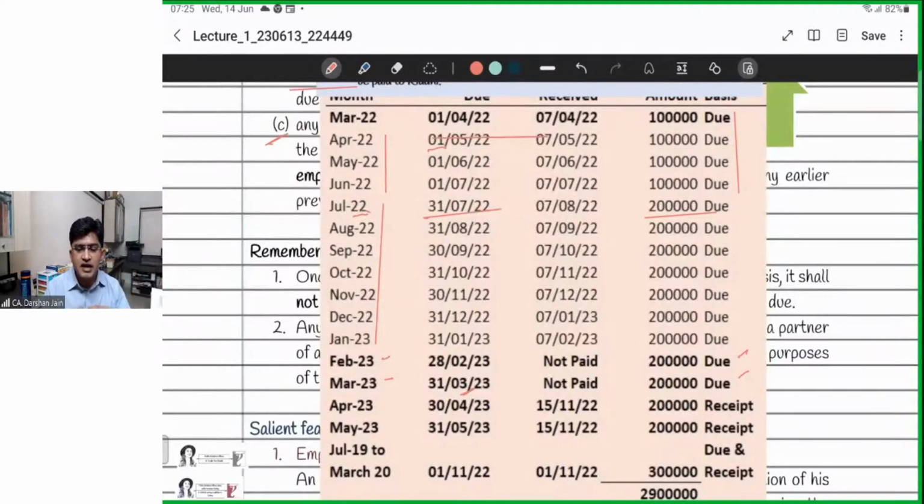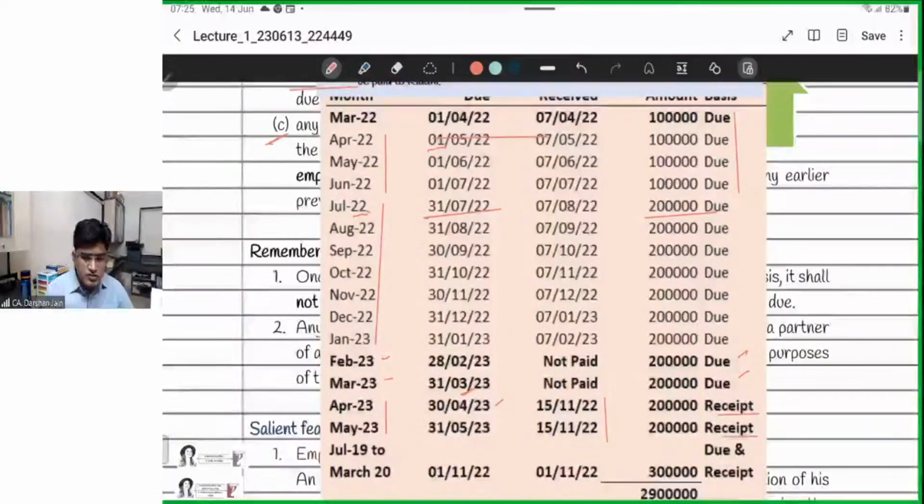Further, for the month of April and May 23, the salary is taken as advance. April and May 2023, though it has not become due, would become due on 30th of April 23. The salary for the month of April would become due on 30th of April 23, and that salary would become due on that last date. However, I have already taken the salary in advance on 15th of November 22, and therefore it is going to be taxed on receipt basis, right?